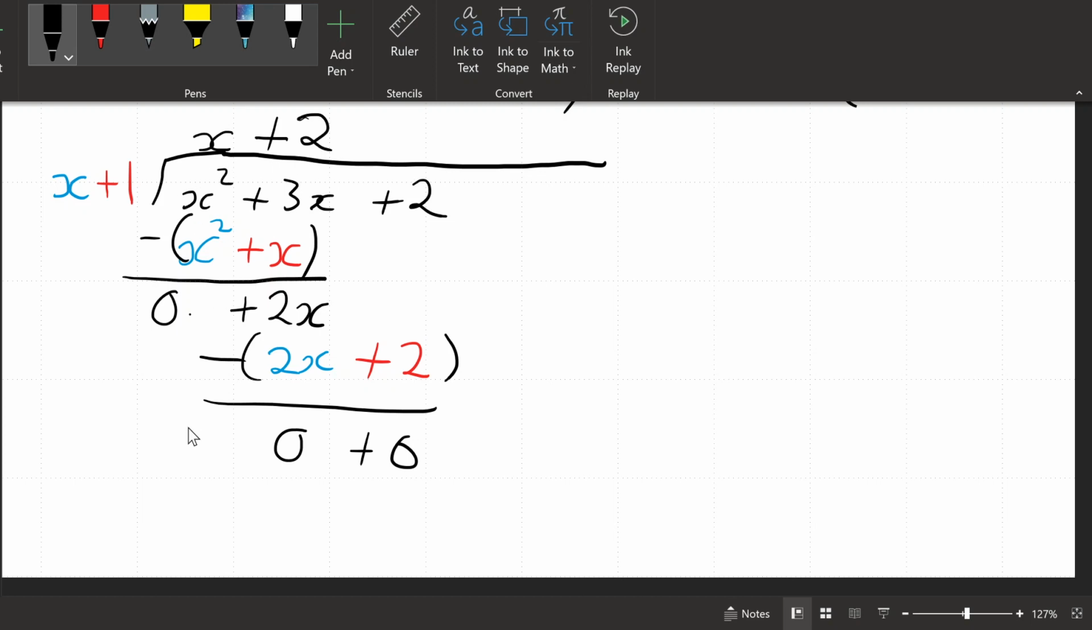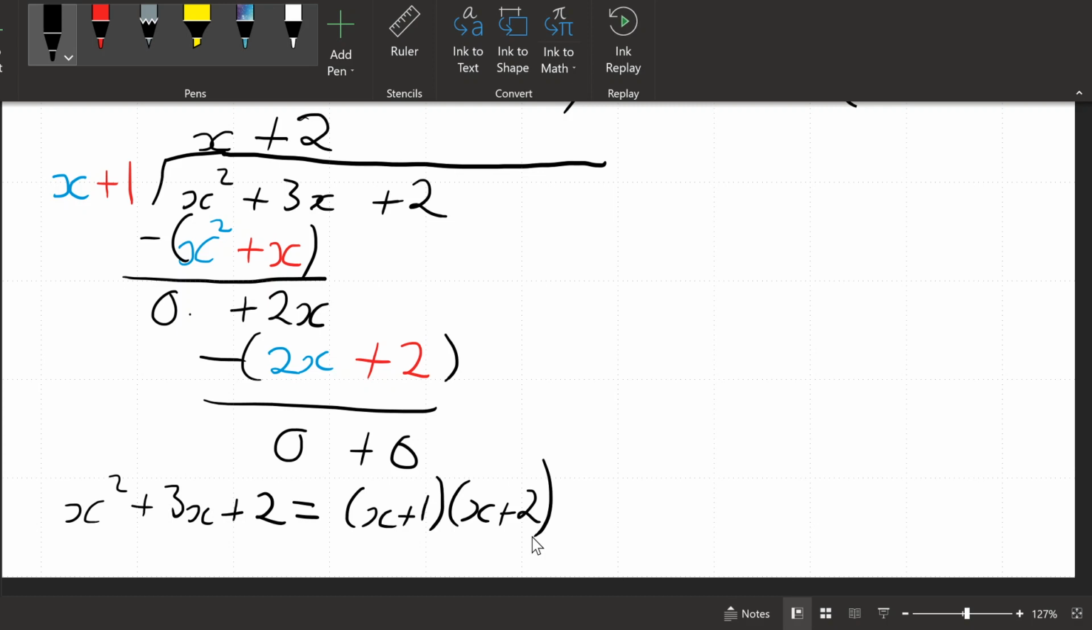So what we can say now is that both x plus 1 and x plus 2 are factors of this quadratic. So we can say x squared plus 3x plus 2 equals (x plus 1)(x plus 2). So, as you girls have probably remember, we will be figuring out how to factorize quadratics in a day or two, but this is a way of factorizing quadratics if we are already given one of the factors.